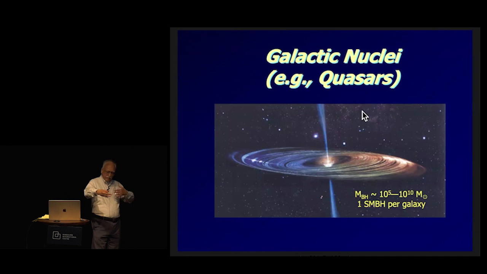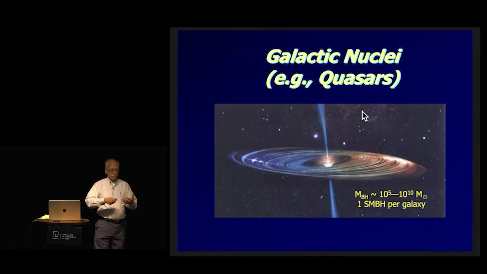Now, in the process, as it falls in, it becomes very hot. And you can calculate how much energy will be released just through this inspiraling process. When it gets hot, it will radiate. In a system like this, which is a classic standard model for these systems, something like 10% of the so-called rest mass energy of the gas will come out as radiation.